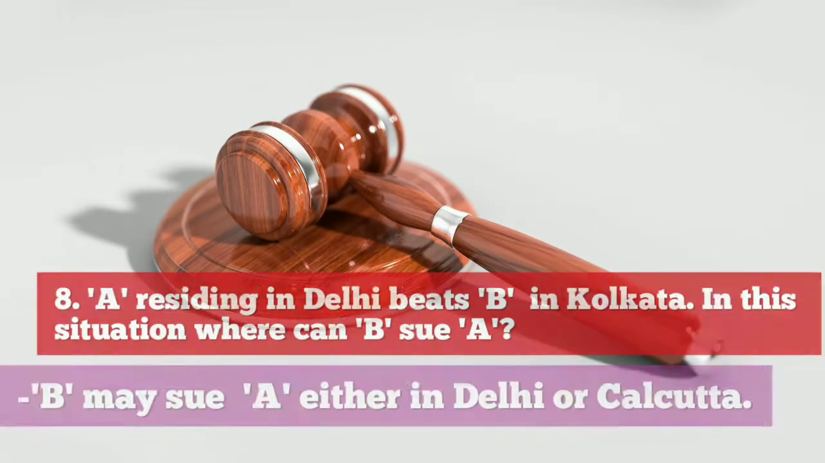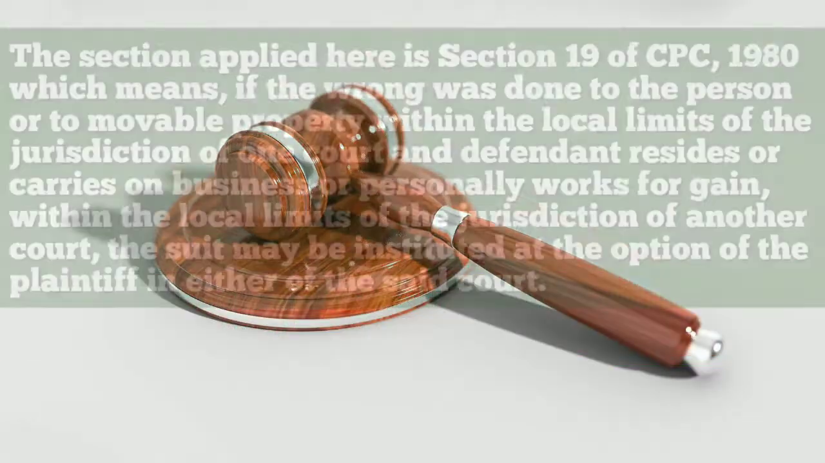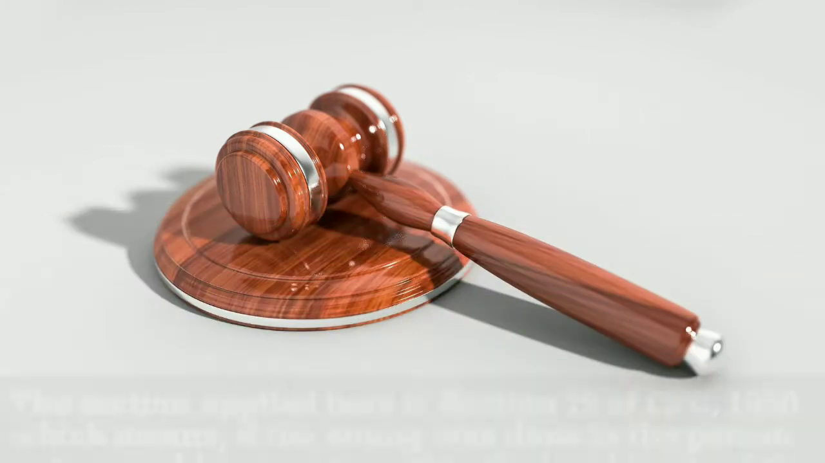Coming to question 8. A, residing in Delhi, beats B in Kolkata. In this situation, where can B sue A? B may sue A either in Delhi or Kolkata. Here, the section applied is Section 19 of CPC, which means if the wrong was done to the person or to movable property within the local limits of the jurisdiction of one court and the defendant resides or carries on business or personally works for gain within the local limits of the jurisdiction of another court, the suit may be instituted at the option of the plaintiff in either of the said courts.